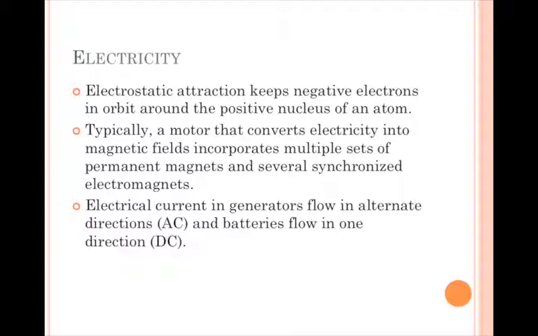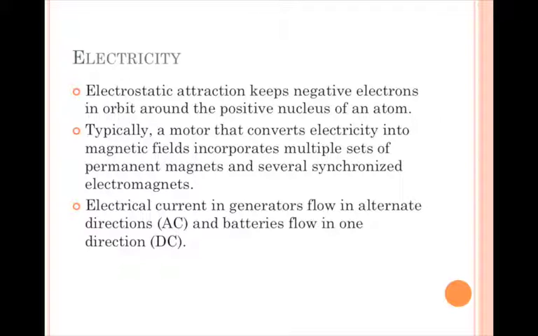Electrical current in generators flows in an alternate direction. So it'll go back and forth, it'll flow alternating. And that's why it's called AC current. So if you look at a lot of your electronic devices or small appliances at home, they will have AC. Some devices can be AC or DC. That's if they can be battery operated or electrically plugged into an outlet.